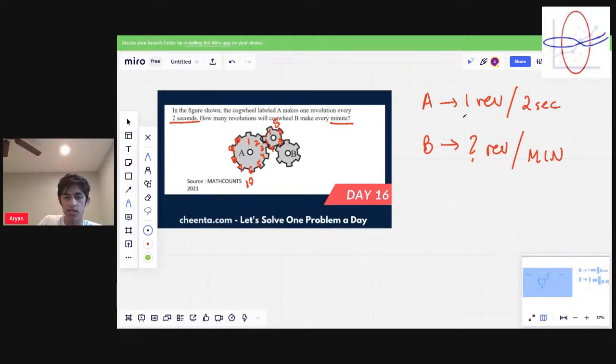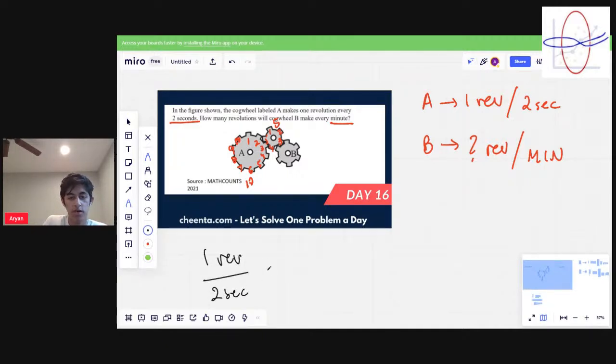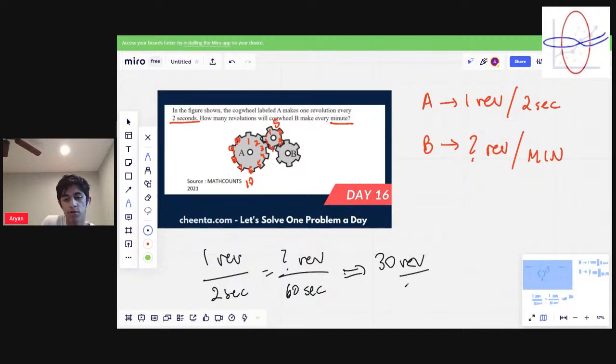So using that, let's start with converting everything to minutes, right? Our answer has to be in minutes. So let's convert A, 1 revolution every 2 seconds, to minutes. 1 revolution every 2 seconds is equal to how many revolutions in 1 minute? And 1 minute is just 60 seconds, so we have 30 times as much time. That means it would be 30 revolutions per minute. You could also write this as 30 RPM, revolutions per minute.